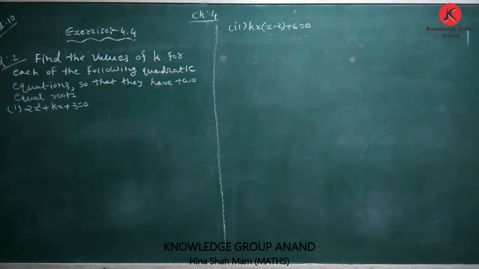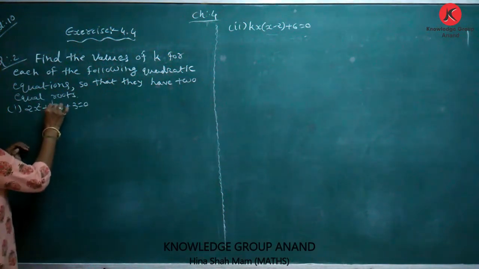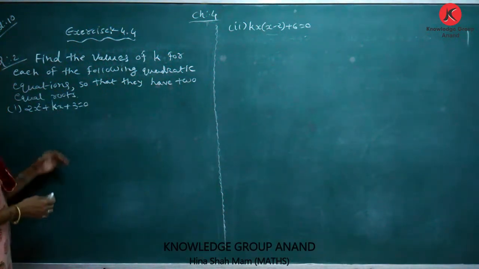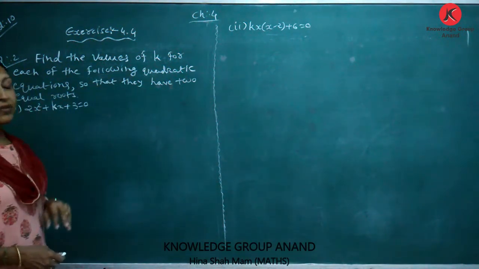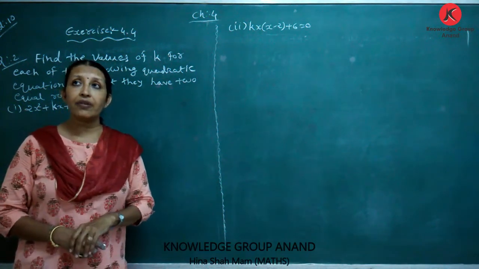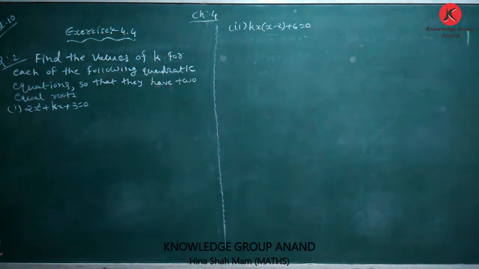Question number 2. Find the values of k for each of the following quadratic equations so that they have two equal roots. In this question, find the value of k. If a quadratic equation has two equal roots, then its discriminant is equal to 0.